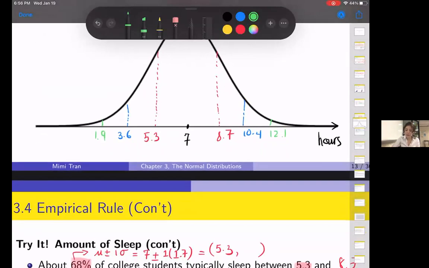Okay, someone slept 11 hours. So maybe between 10.4 and 12.1, right? 11 hours is roughly here. So that's 11. They want you to calculate how many standard deviations away from the mean of 7. From here to here, I know it's 1 standard deviation, right? From here to here, I know that's 2. So it's going to be roughly between 2 standard deviations and 3, between 2 and 3.